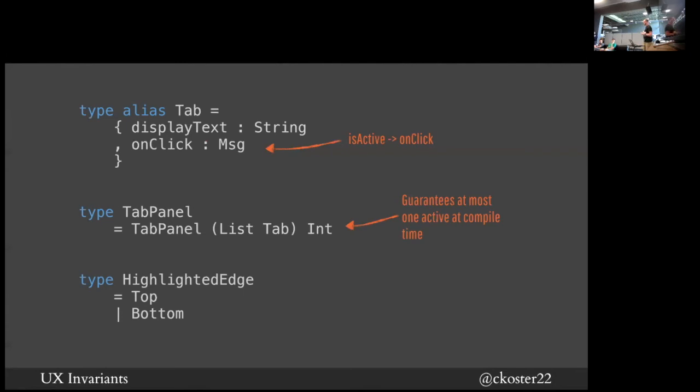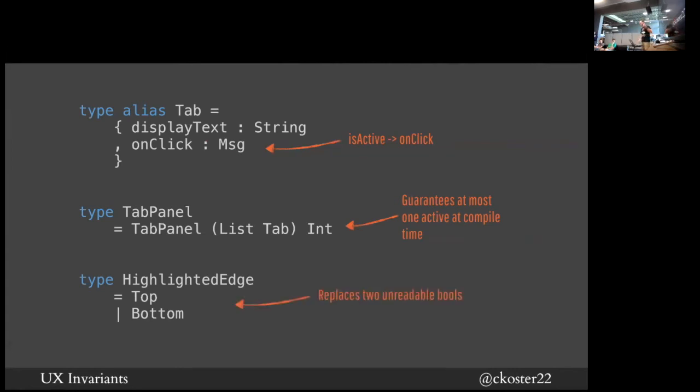So that's another guarantee that we can get. We can then write more code later on that checks the value at runtime to guarantee that it's a valid index. And that will guarantee us that there's exactly 1 active tab. So this is just ways of adding guarantees at runtime and compile time.